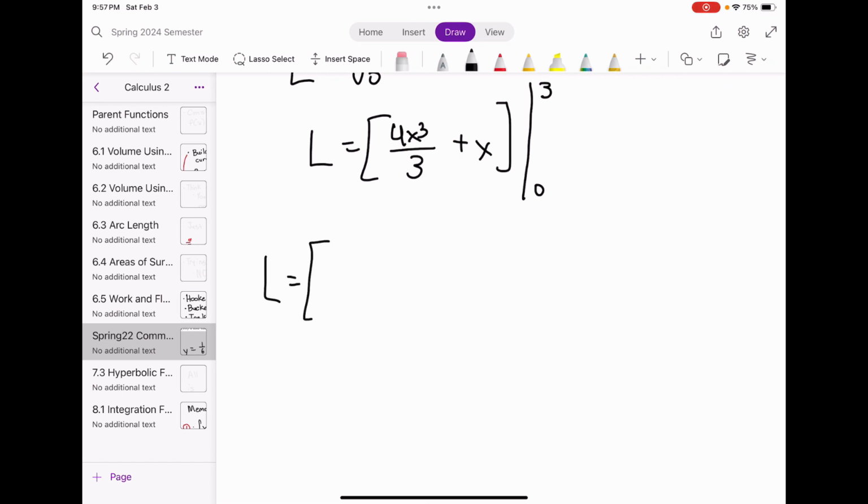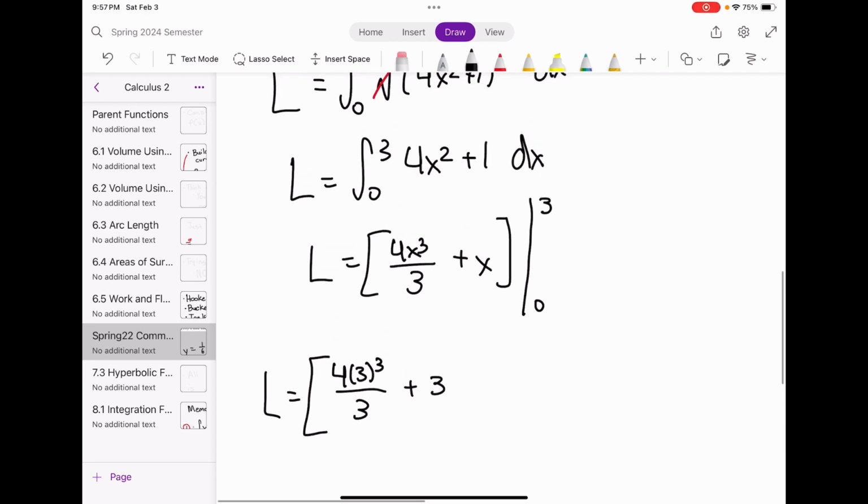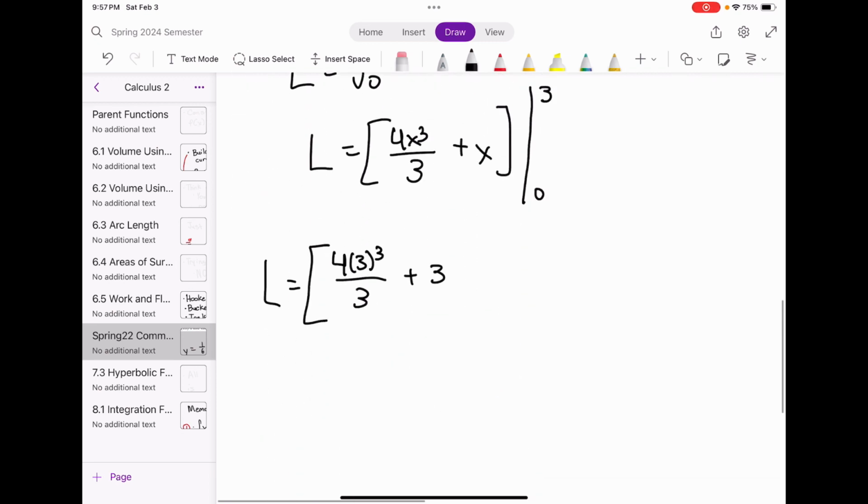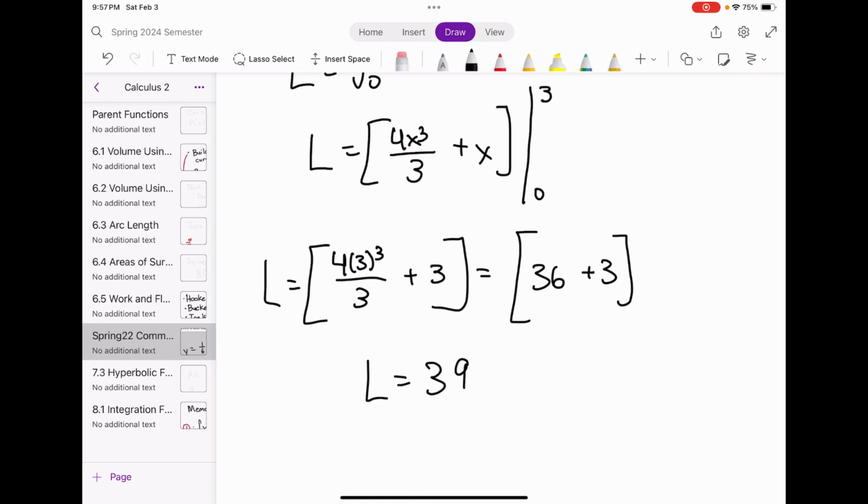L is equal to, and now it's just plug and play. So 4 times 3 cubed over 3 plus 3. And then that's going to be minus 0, because this term plugged into both of these is 0 and 0. Which is equal to 3 cubed is 27, divided by 3 is 9, times 4 is 36, plus 3. L is equal to 39 units.